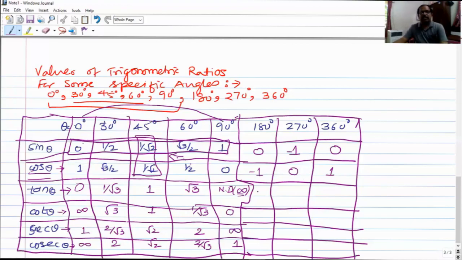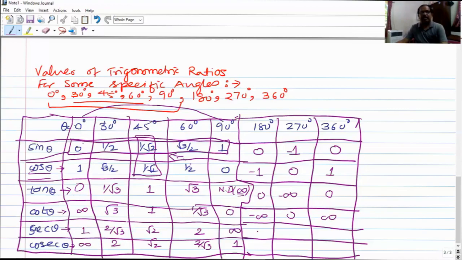So tan 180 will be 0 upon minus 1, which is 0. Then for 270, minus 1 by 0 is not defined; I can say it is minus infinity. Then tan 360 is 0 upon 1, sine by cos, which is 0 again. Then cot theta is the reciprocal of tan, or cos by sine. So for 180 degrees it is minus 1 by 0, which is not defined. Then for 270, 0 by minus 1 is 0, and then 1 by 0 is again not defined.